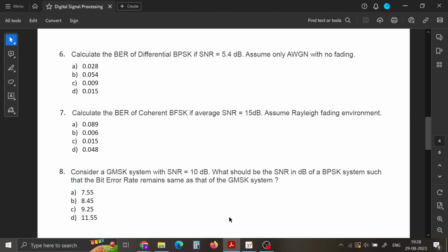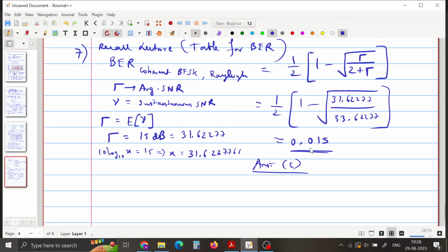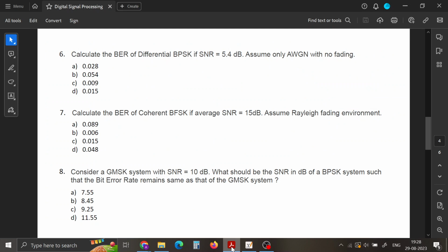Sir, what is the answer? Answer is 0.015. Yeah, that's not important. You can just calculate it in your time. The formula you have to remember, you just have to carefully calculate it. So it's 0.015, which is option C. Okay, good. Now read the 8th question.